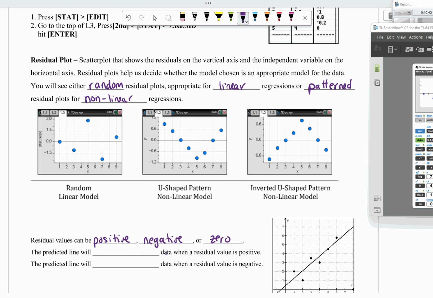So the predicted line will underestimate data when a residual value is positive, so that would be up here. And the predicted line will overestimate data when the residual value is negative. This would be over here.